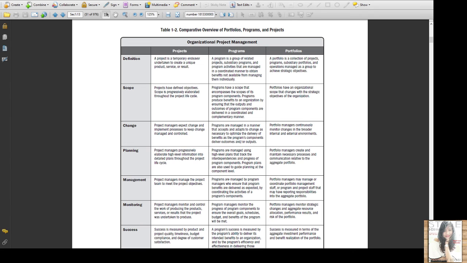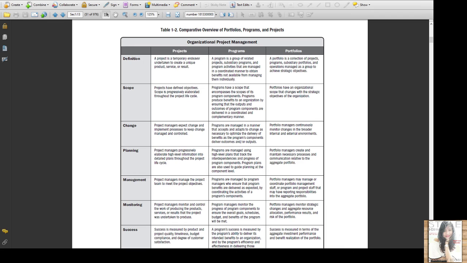Portfolios have an organizational scope that changes with the strategic objectives of the organization. In projects, project managers expect change and implement processes to keep change managed and controlled. Programs are managed in a manner that accepts and adapts to change as necessary to optimize delivery of benefits as program components deliver outcomes and outputs.